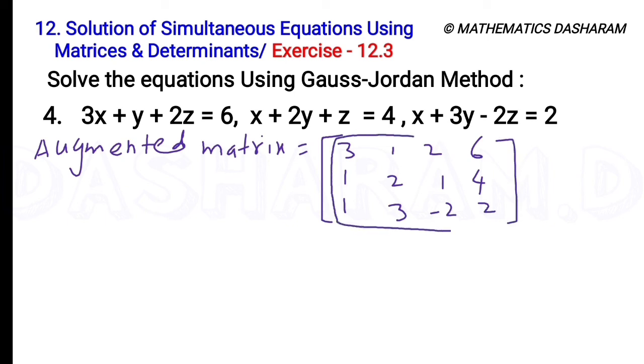So here we need to get the identity matrix with order 3 and the last column is the answer.